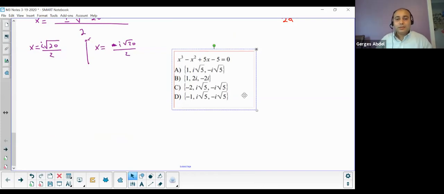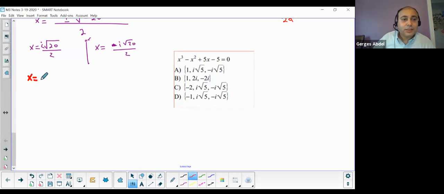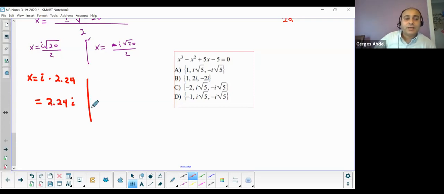All right, which one will be the answer? What you need to do here is, you're just going to put this into the calculator. When you put square root of 20 divide by 2 in the calculator, it is going to equal 2.23. So that will be x equals i times 2.23, or 24 actually. i times 2.24, or x equals 2.24i with the positive or the negative. So here is the positive and the negative is negative 2.24i.